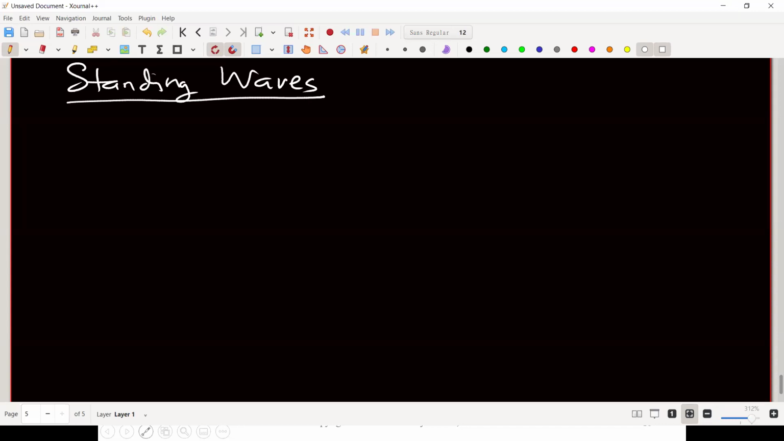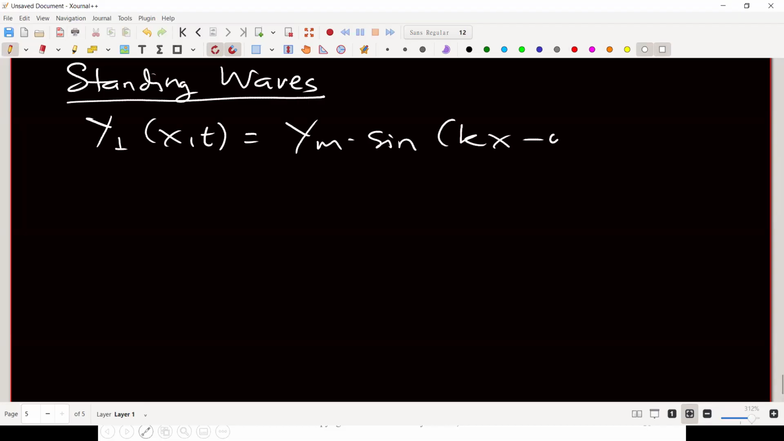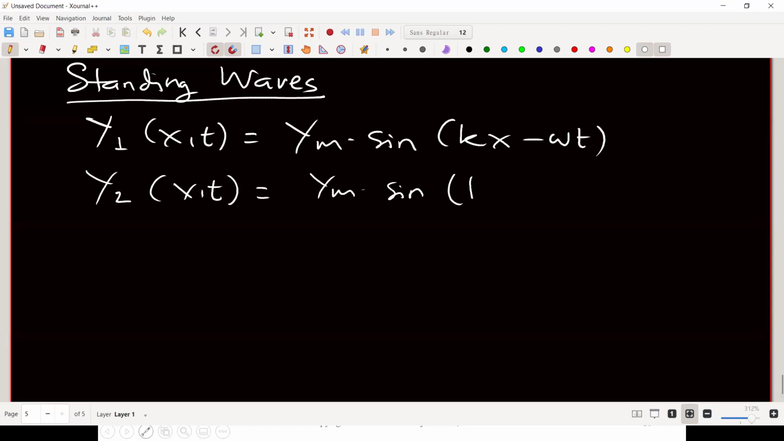So imagine the standing wave y1, at position and time. So this one is ym sin(kx minus omega t). And then y2(x, t) is ym sin(kx plus omega t).